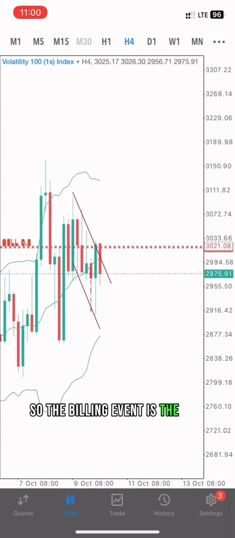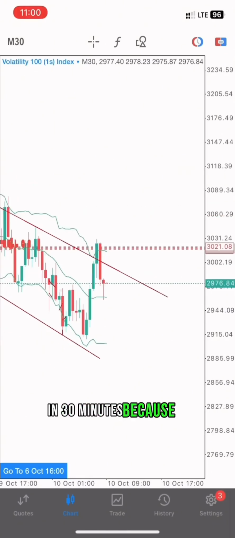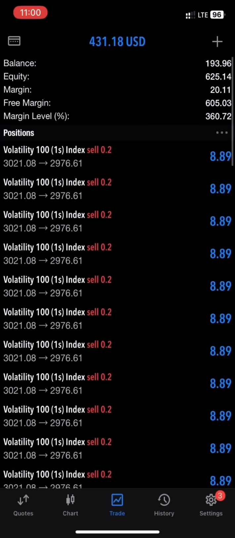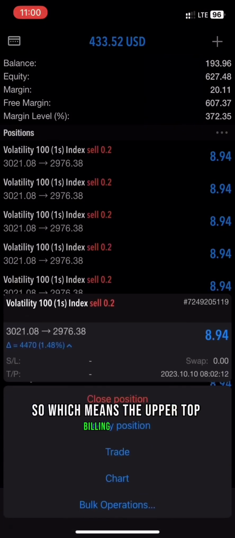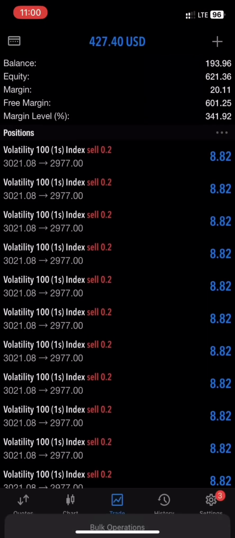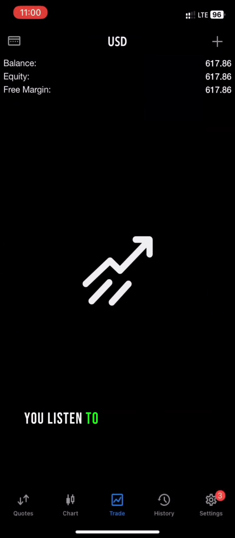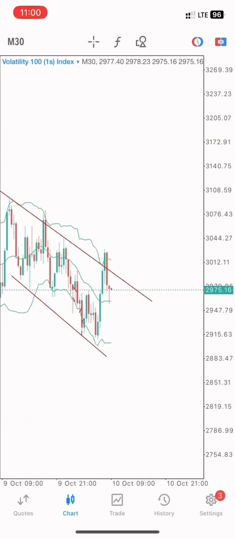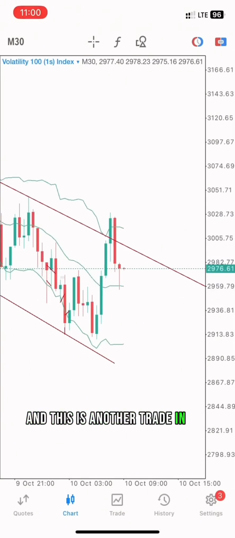So the Bollinger Band is the one that helped me in the 30 minutes because it had touched the upper part, which means the upper top Bollinger Bands, which means it was going to sell. You don't listen to the higher time frame, you listen to the lower time frame at a scenario like this. And this is another trade in Boom 300.